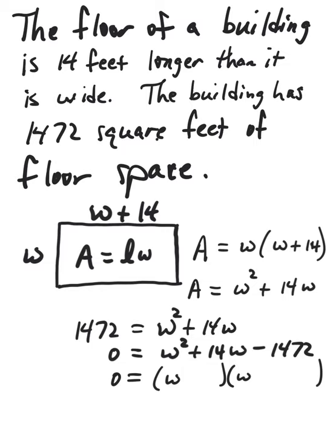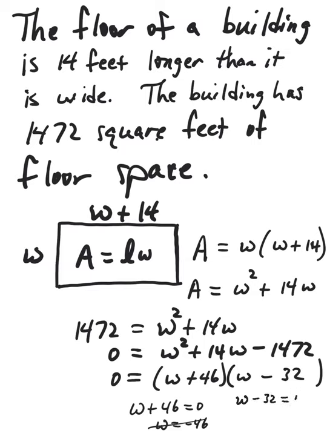Maybe take a moment with your calculator and explore pairs of numbers. This one was quite a bit of a challenge. I think I've got the right pair in using a positive 46 and a negative 32. Setting each factor equal to 0, this one's going to give us a negative width. We're not worried about it. The other factor, now that one's going to give us an answer of 32. That's something we can work with. Okay, so the width is going to be 32 feet.